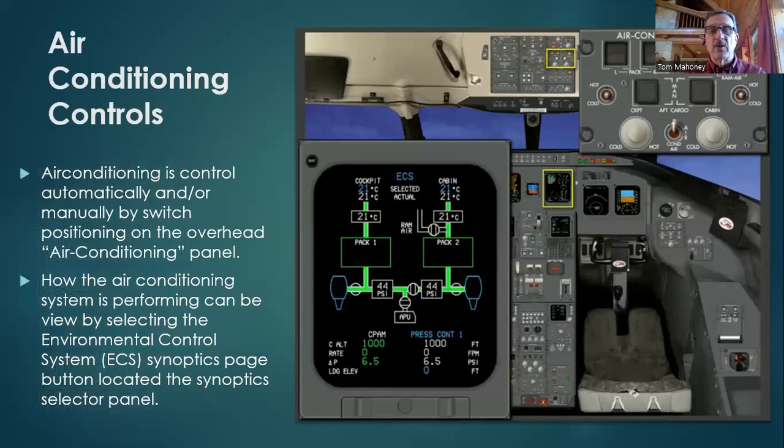Let's talk about the air conditioning controls, where they're at in the flight deck. Air conditioning is controlled automatically and or manually by a switch position on the overhead air conditioning panel. How the air conditioning system is performing can be viewed by selecting the Environmental Control System, the ECS, synoptic page, located with the synoptic page selector. So let's just take a look at what we're doing here. I'm going to go ahead and zoom in a little bit on this.